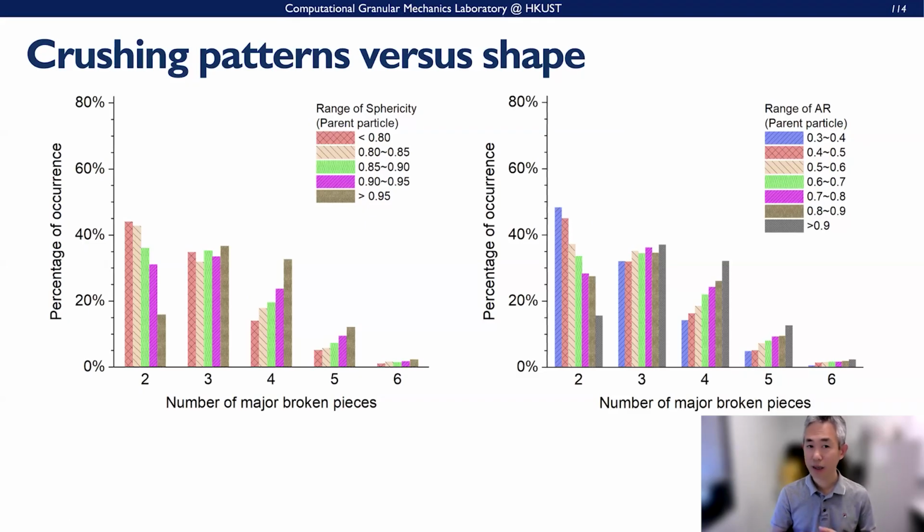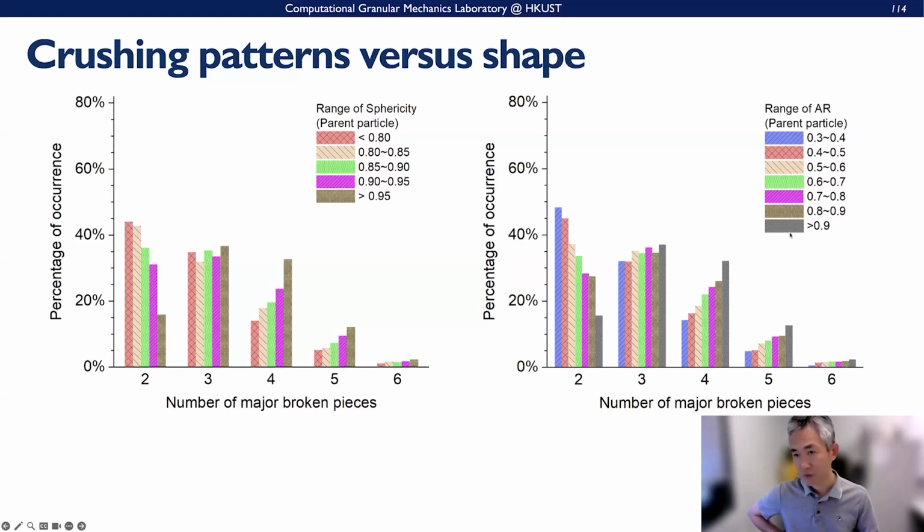And also we do the statistics of the percentage of occurrence to look at the number of major broken pieces, how many pieces one sphere will break into. Then we look at the range of the sphericity of parent particles and child particles. We count the number of major fragments, and mostly a lot of them break into two, and some break into six here. These are the correlations shown for the sphericity.